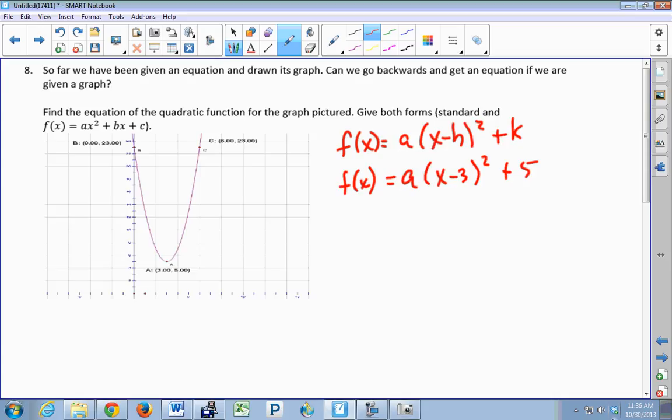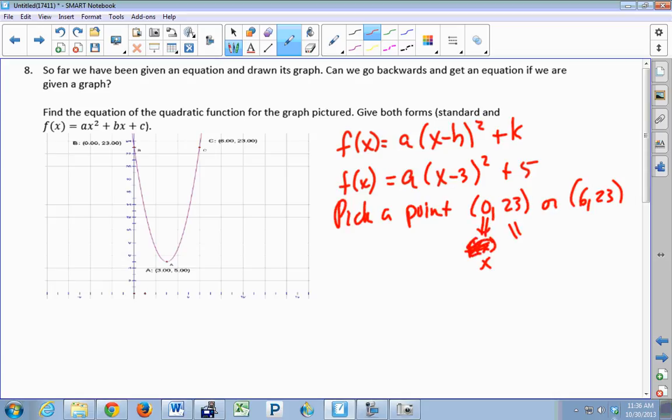Yes, no? And what point? Well, we know two, right? So pick the one that's the easiest. Anytime x is 0, that's really easy for your arithmetic. So now pick a point, any point. We happen to have two to choose from, (0, 23) or (6, 23). So let's plug 0 in for x, and 23 in for f of 0, because when x is 0, my y value is 23.